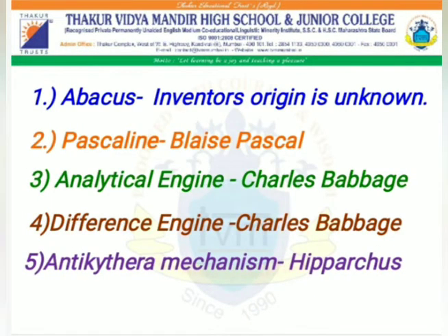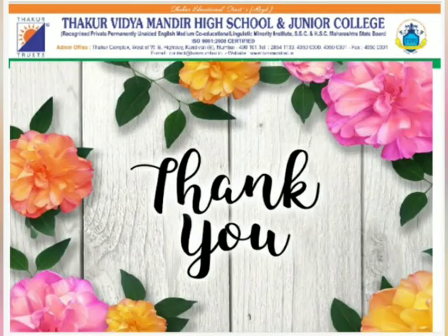Before ending this chapter, let's quickly revise the names of the machines and the inventors. The first one is the abacus. The inventor's origin is unknown. The second one is the Pascaline, invented by Mr. Blaise Pascal. The third one is the Analytical Engine, invented by Mr. Charles Babbage. The fourth is the Difference Engine, again invented by Mr. Charles Babbage. And the last one is the Antikythera machine, invented by Mr. Hipparchus. With this, we come to the end of Chapter 1.